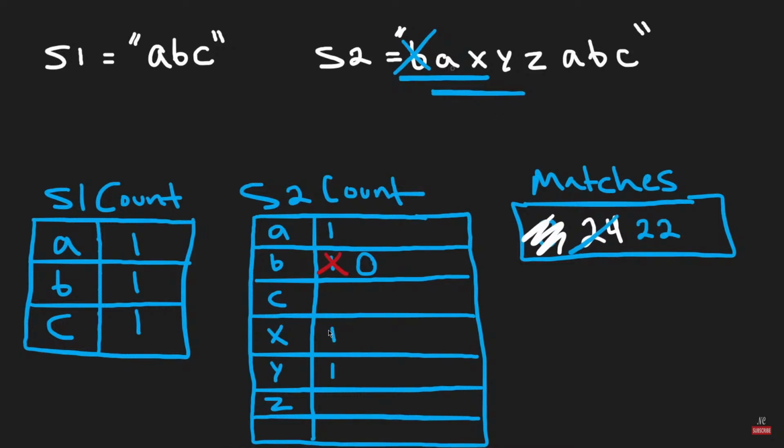And now we're going to shift one more time. So this A is no longer going to be in our window. Now we're going to have XYZ in our window. So we remove the A, count is now going to be set to 0. We created another mismatch, so our matches count is now going to be 21, but we added a Z. So our Z count is 1, but the Z count in S1 is 0. Therefore, we created another mismatch. So now our total number of matches is going to be 20.